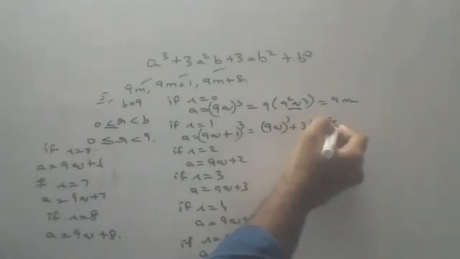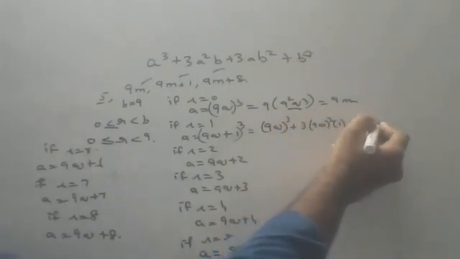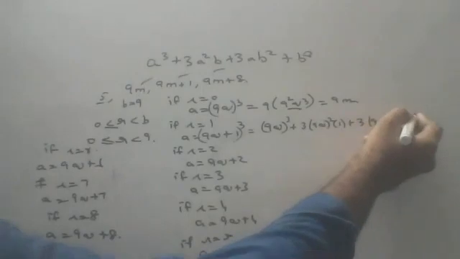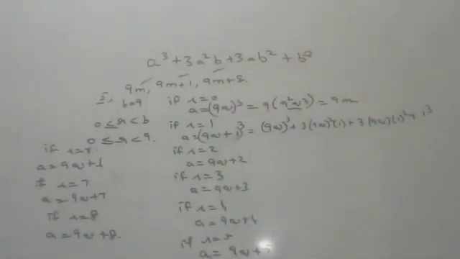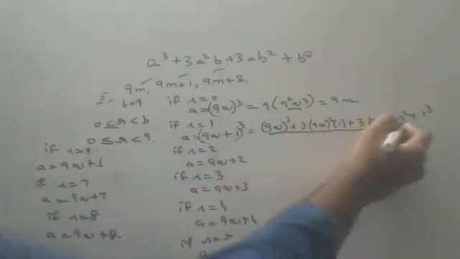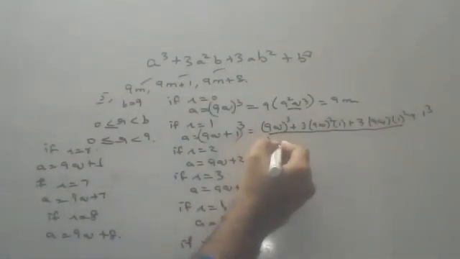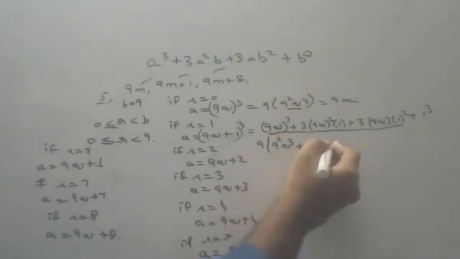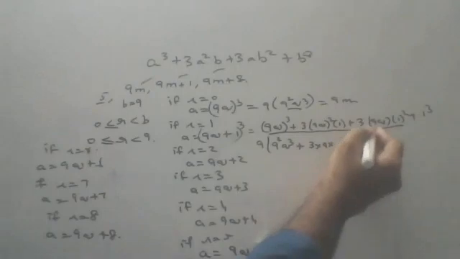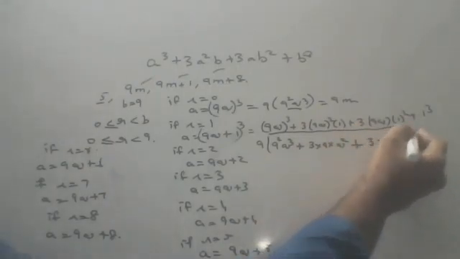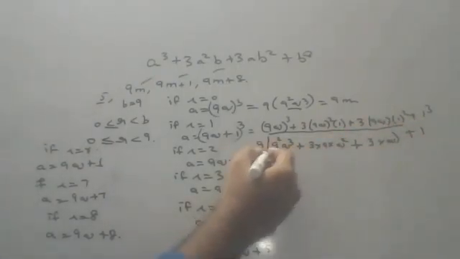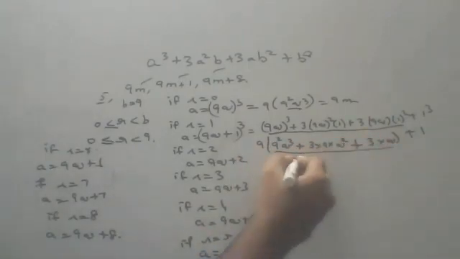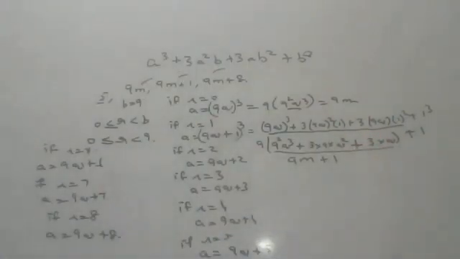a cube plus 3a square b plus 3ab square plus b cube. Okay, children, till here you can take 9 common. If you take 9 common, you'll get 9 square cube plus 3 into 9 into q square plus 3 into q plus 1. This whole thing I'll write as m, 9m plus 1.